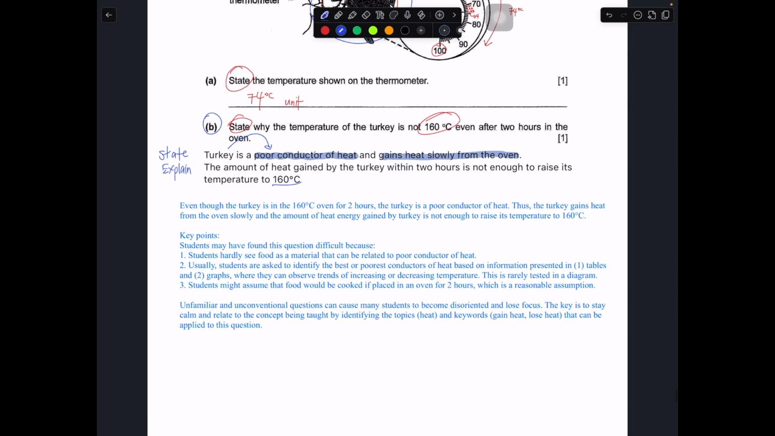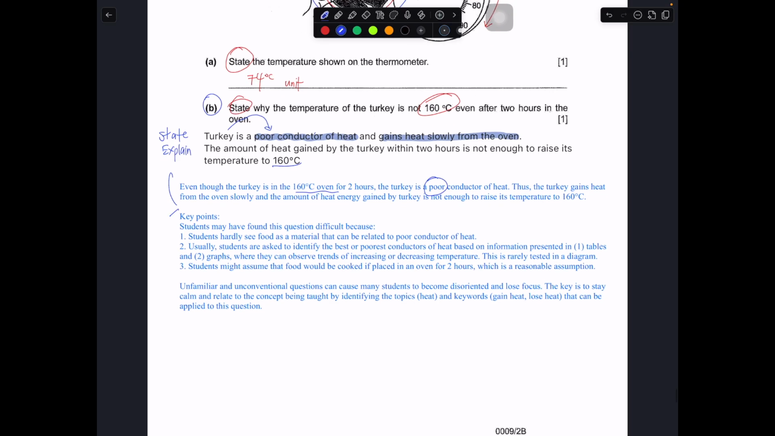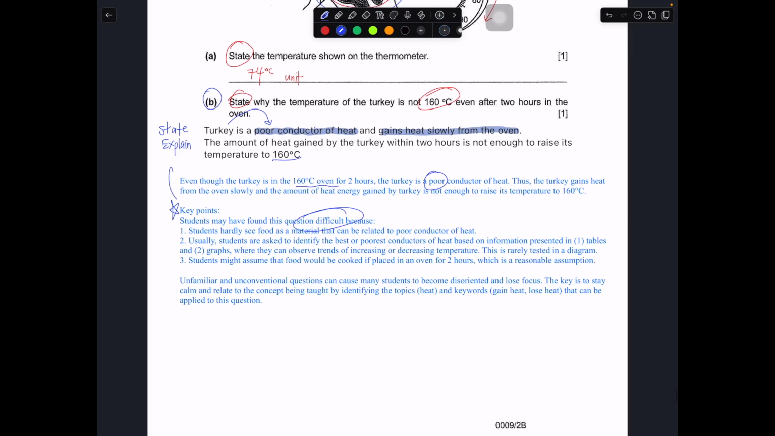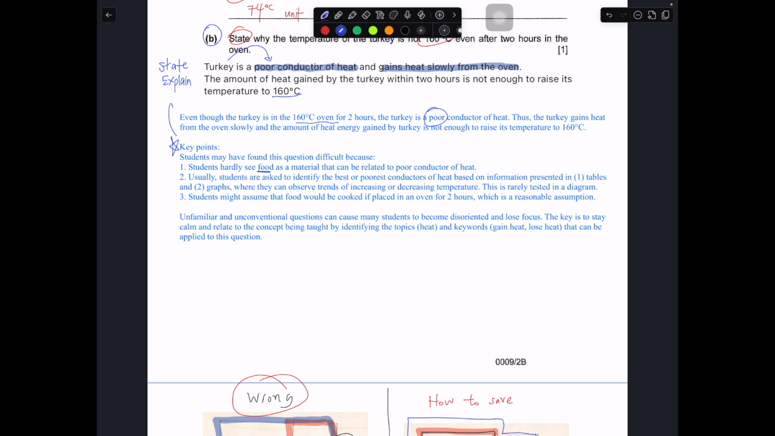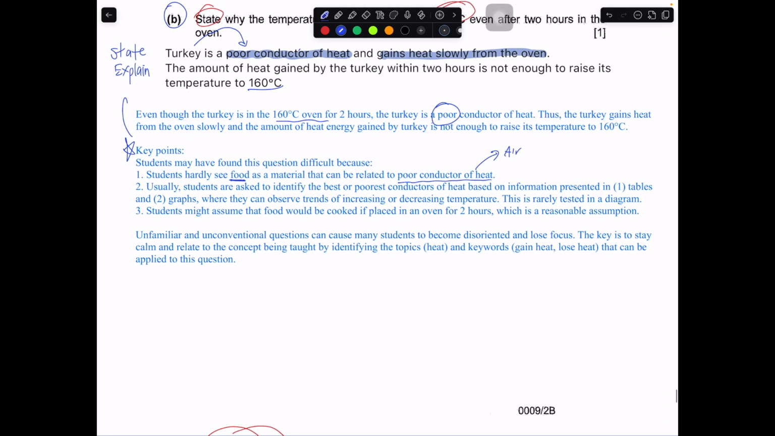So let me summarize the key ideas. Even though the turkey is in the 160 degrees oven for 2 hours, the turkey being a poor conductor of heat, thus gains heat from the oven very slowly. The amount of heat gained is not enough to raise it to the temperature of 160 degrees. And the key point why students find this question difficult is that most of the time they hardly see food as a material that you can relate to a poor conductor of heat. Most of the time they will relate air as a poor conductor of heat, or they will relate to information that is given in the table. Then from there they look at the information and decide which one is the poor conductor of heat.